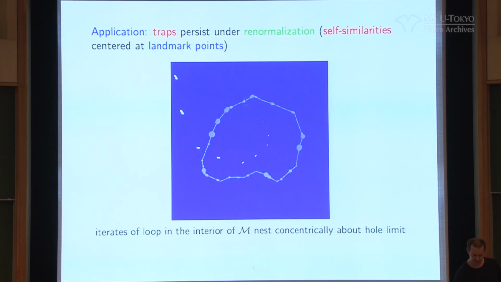So once you've found a suitable loop of traps circling a limit point, you can prove that this loop of traps persists when you shrink it down, a sequence of loops of traps which nest down concentrically around this limit point, and you can prove that there are infinitely many holes.